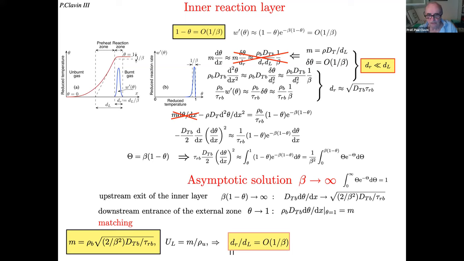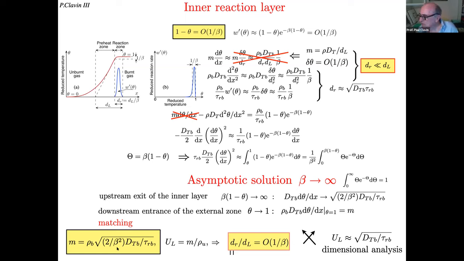And you obtain that the ratio of the... so for the 1 over beta, that's okay. But what is important is that you see that what the dimensional analysis in my first lecture told you, by dimensional analysis, it should be the square root of the thermal diffusion by a time. So this is exactly what happened here, except that now you have a rho_b over rho_u here, and you have a square root of D over beta squared, which is a number.